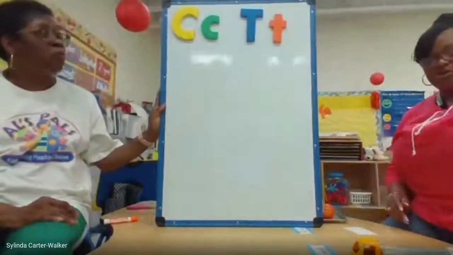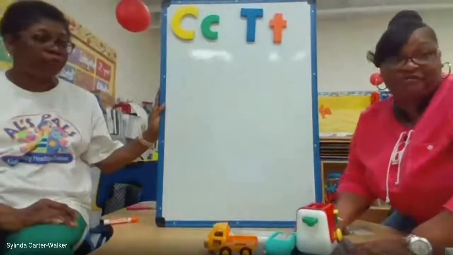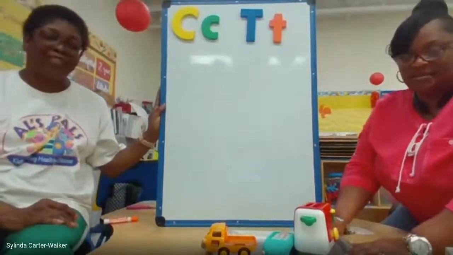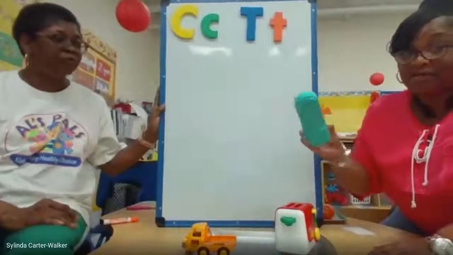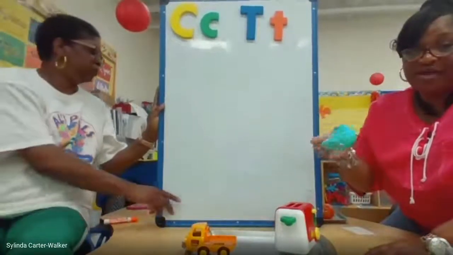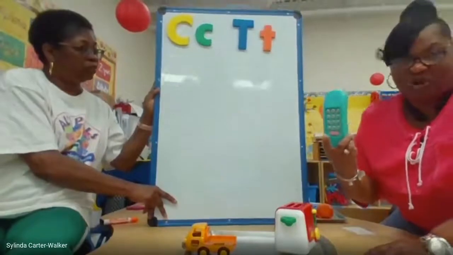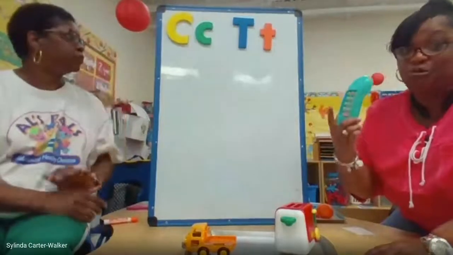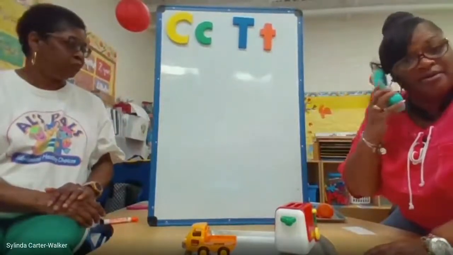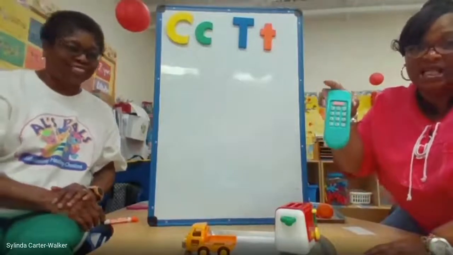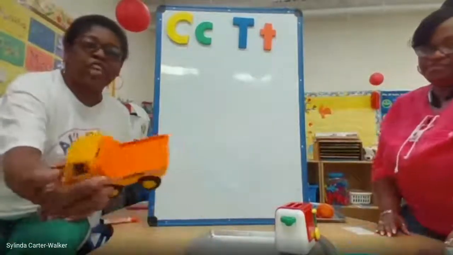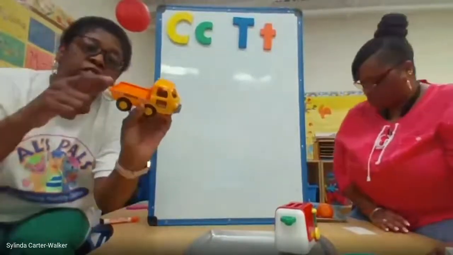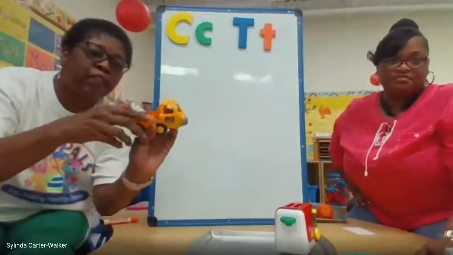All right, so now we're going to show you some items that begin with the letter T, and it begins with the sound T. We have a telephone. Everyone has a telephone. Now we call them cell phones, but back in the day, there was a telephone plugged into the wall at our house. Hello, hello. Telephone. This is a truck. We see trucks on the highway, on the road every day, taking things from one place to another. Truck.